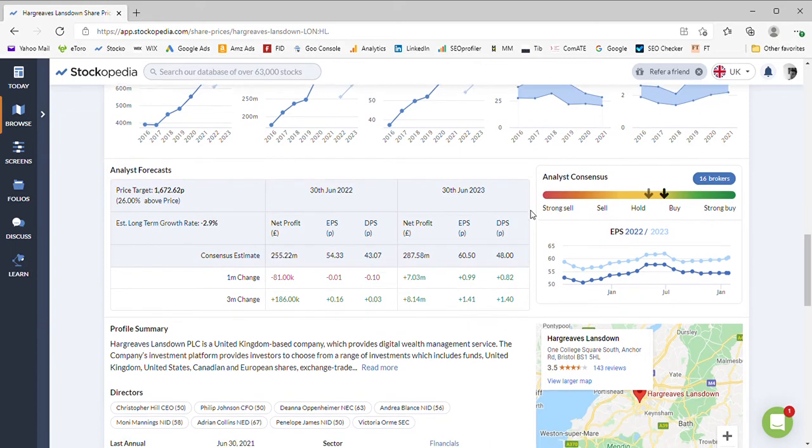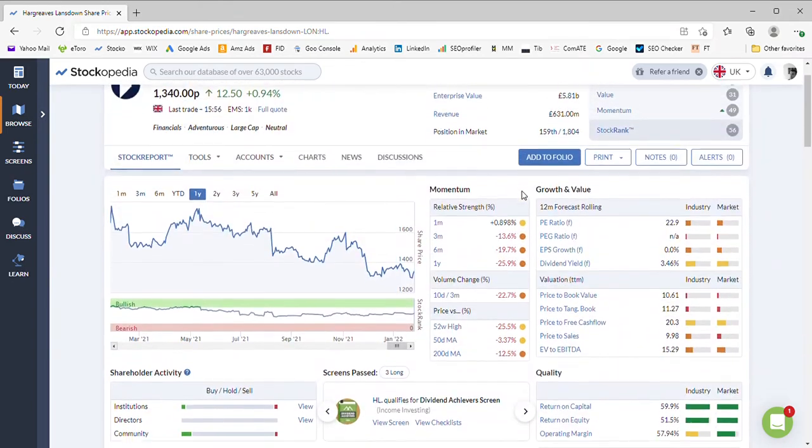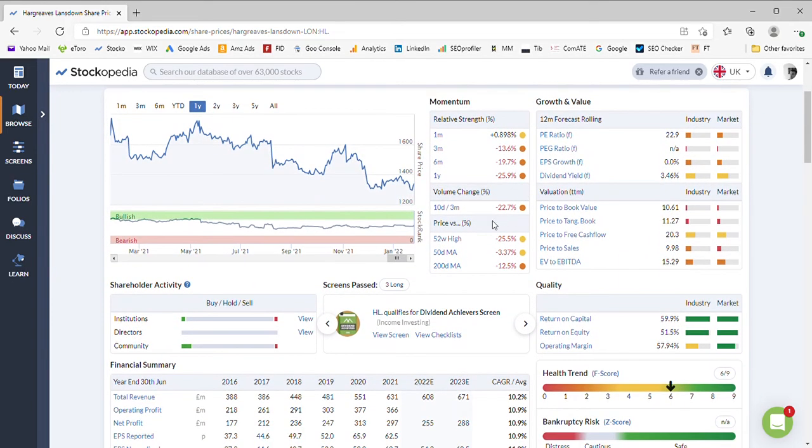If we come down to the analysts, there are 16 brokers covering them. It's moved up marginally in the last 3 months from a hold, slightly more towards a buy, although the trend is still certainly trending downwards, as we can see. And the price forecasts in the coming future are 1672, suggesting 26% above where we are now. Bearing in mind, 26% above where we are now is the 52-week high, pretty much identical. So what it's saying is it thinks it will get to somewhere in the region of 1750 overall.